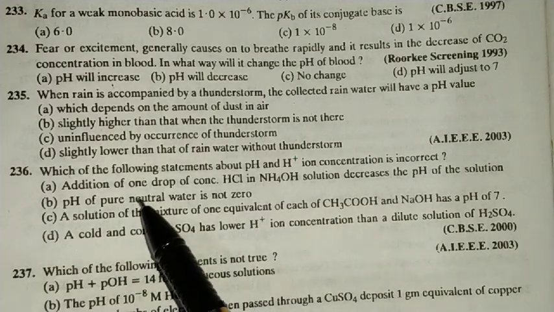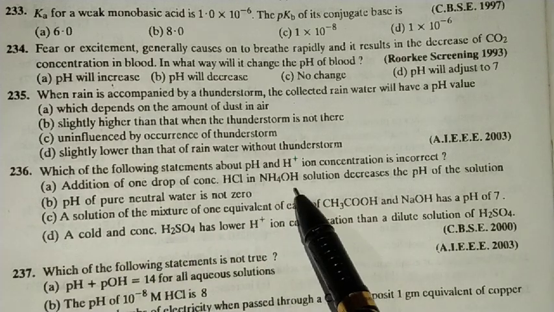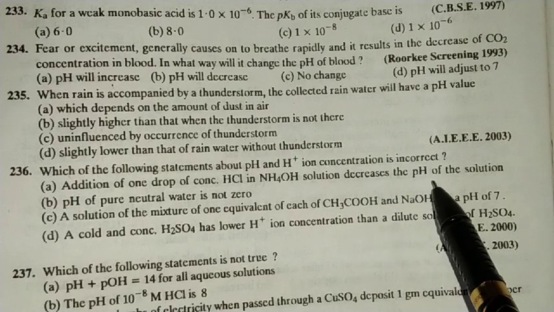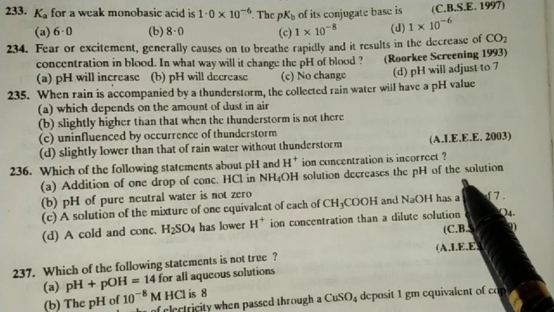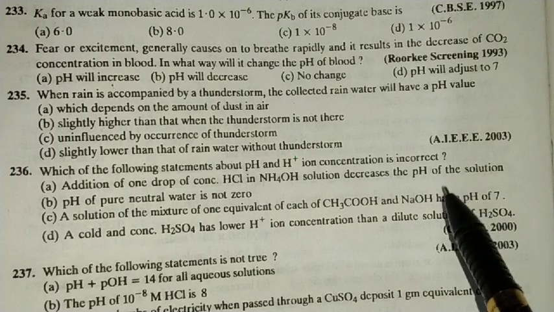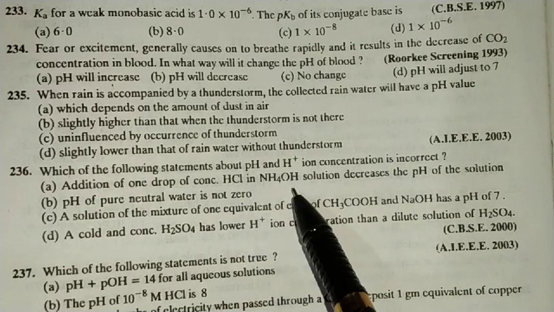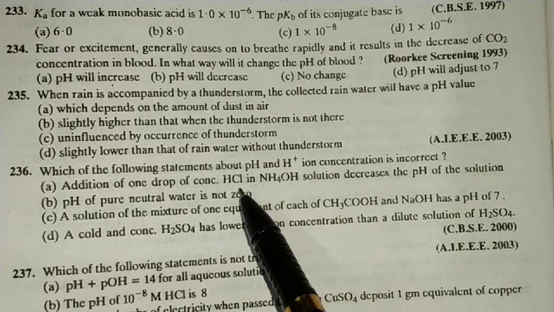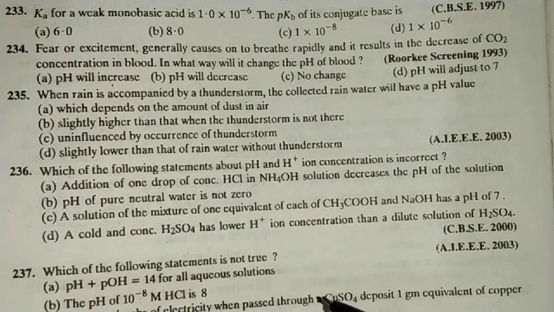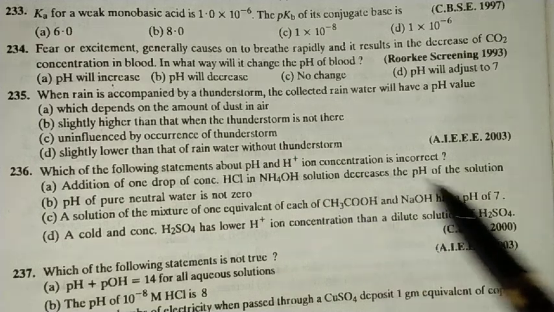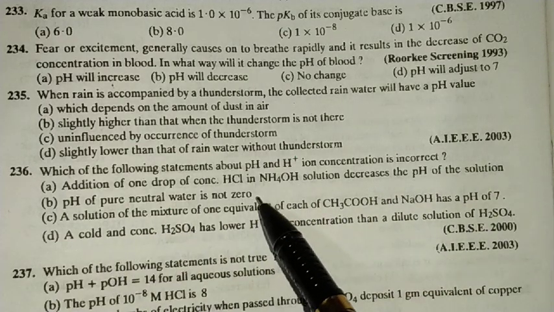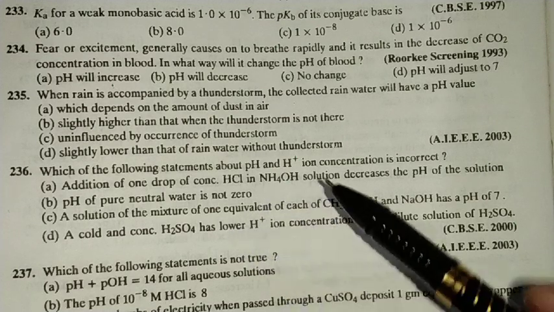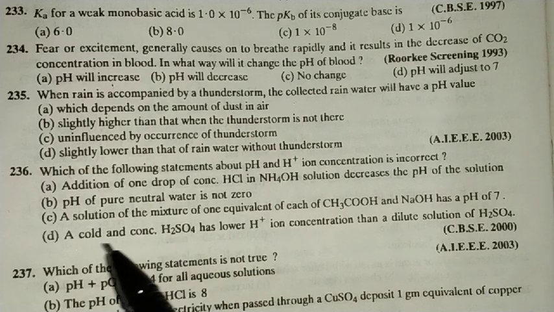First of all, addition of 1 drop of concentrated HCl in NH4OH solution decreases the pH value. Is it correct? It is correct. What is the reason? Because HCl is strong, NH4OH is weak, then HCl dominates, automatically pH value decreases. Because H plus ion concentration increases. That is why this is a correct statement. Second one, pH of pure neutral water is not 0. Yes, this is also a correct statement. Because due to the dust particles, it may be somewhat acidic. Is it okay? Third option is there.